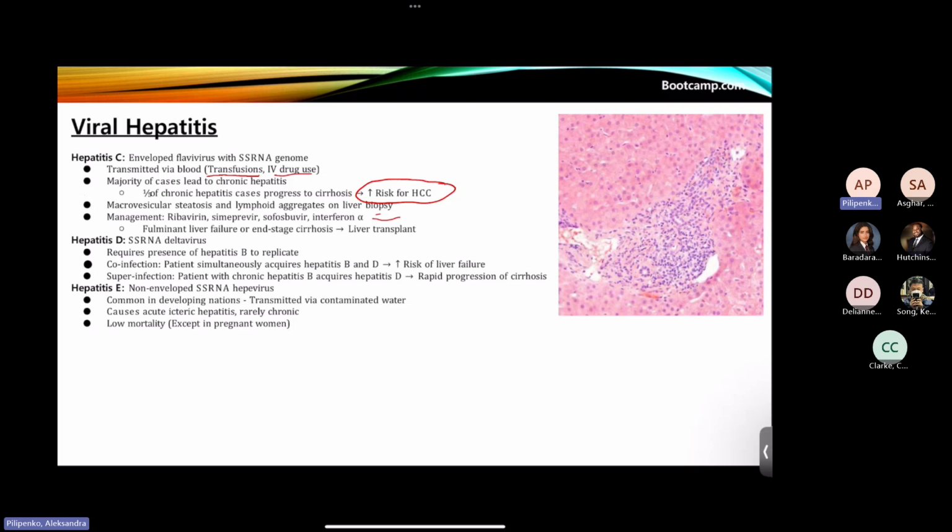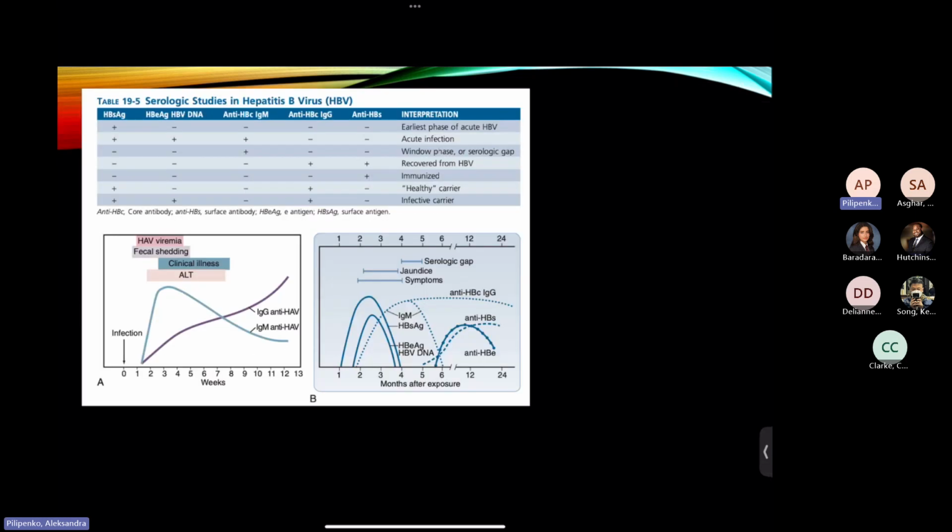Again, we said that hepatitis B and D go together because hepatitis D is not able to become infectious, right, without hepatitis B. Hepatitis E, also need to know. So we reviewed that already.